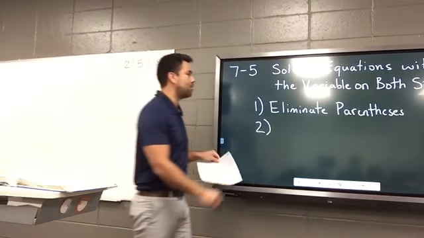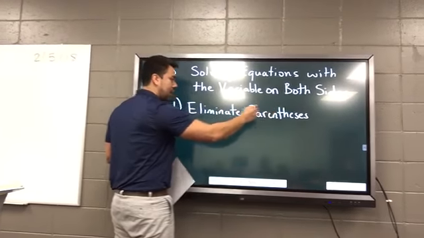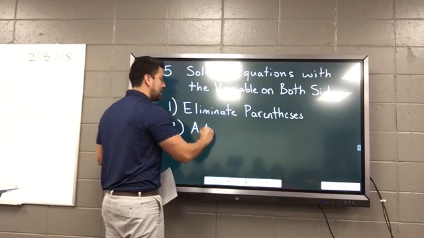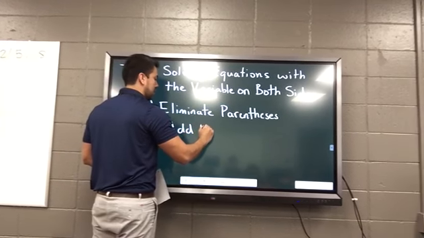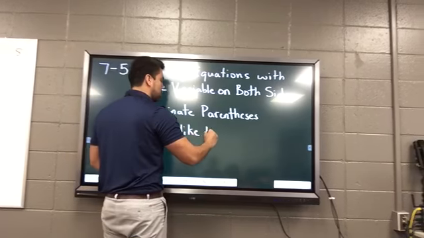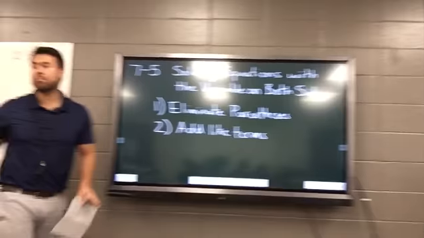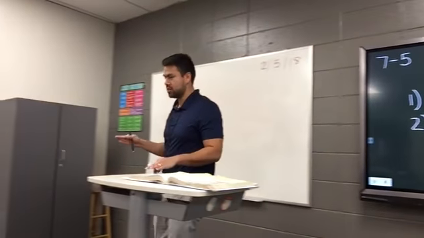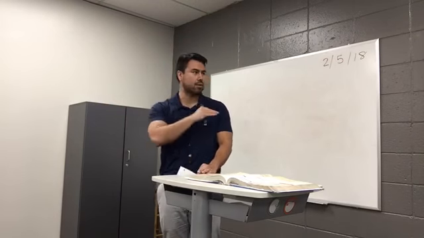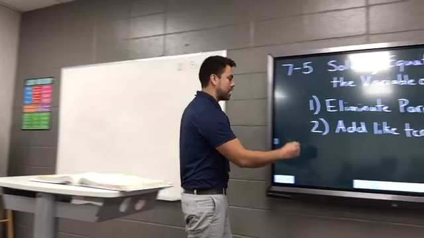All right, second step. Once you get those parentheses out of the way, you're going to add like terms. And you're going to do that on both sides of the equation. So just make sure all like terms are combined on the left and on the right. Just add them all. That's your second step.